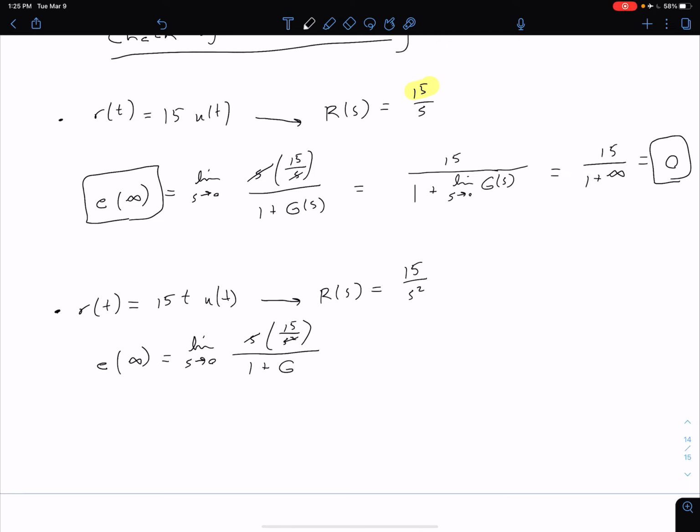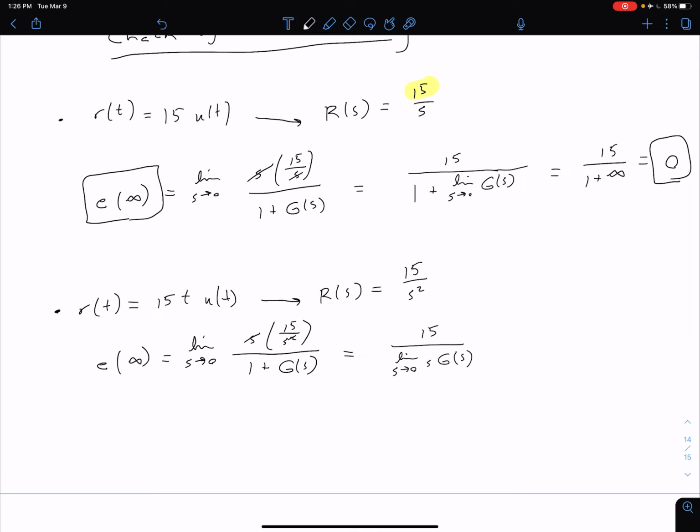Let me finish filling in our denominator. So we have 1 plus g of s, and again we have that s. Let me make that a little clearer so that only one s cancels out with the squared. So we have that remaining s multiplying through our denominator. We end up with 15 divided by the limit as s goes to 0 of s times g of s. And again, this form is what we had from our ramp input to a unity feedback system, so we could have come directly there as well.